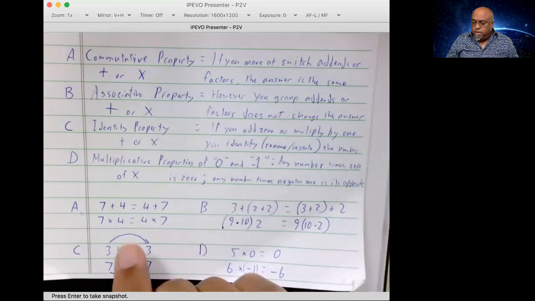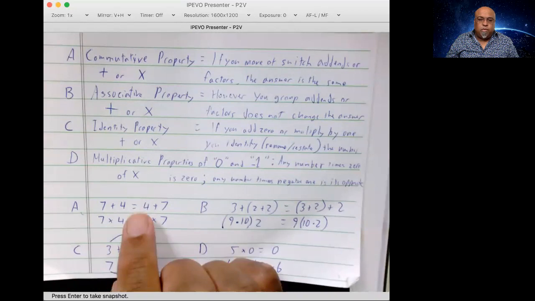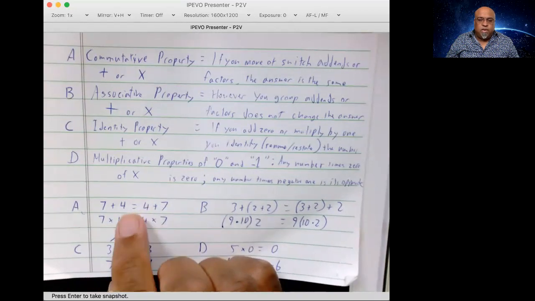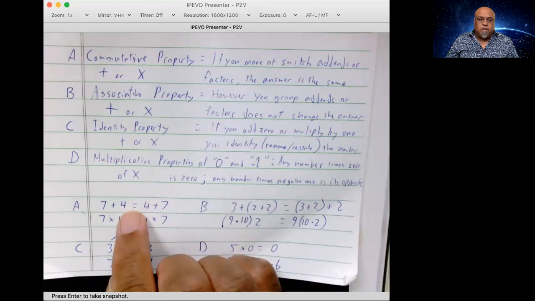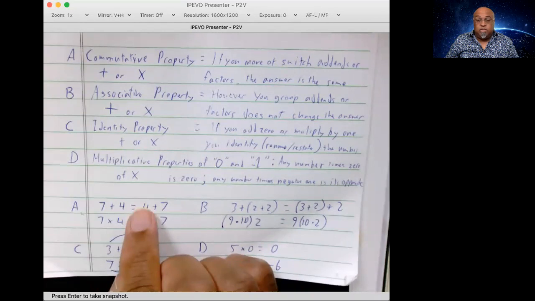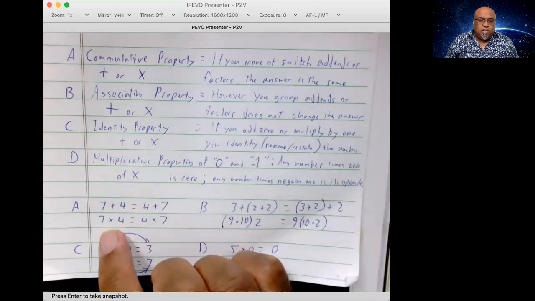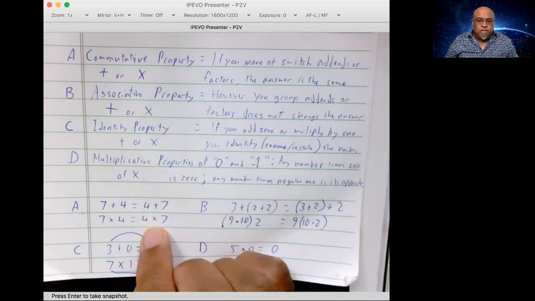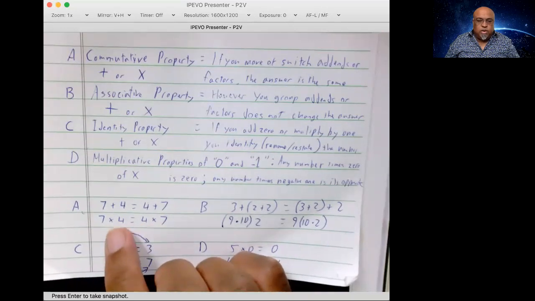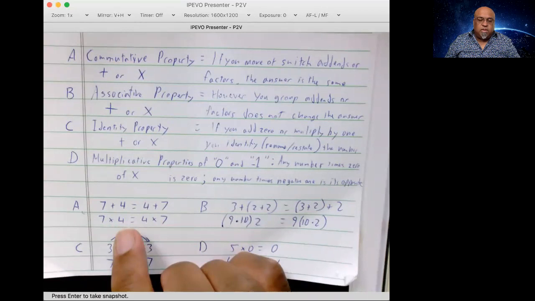Let's look at the commutative property. 7 plus 4, if I switch them, then I have 4 plus 7. So they are equal to each other by the commutative property, even though they're switched. 7 plus 4 is 11. 4 plus 7 is also 11. Let's try with multiplication. We said that 7 times 4 is equal to 4 times 7. 4 times 7 is equal to 28. 7 times 4 is also equal to 28. So if I switch my numbers, or commute them, they are still the same.